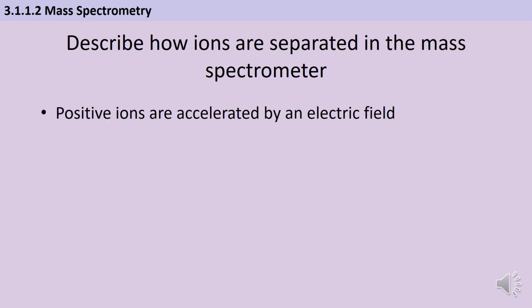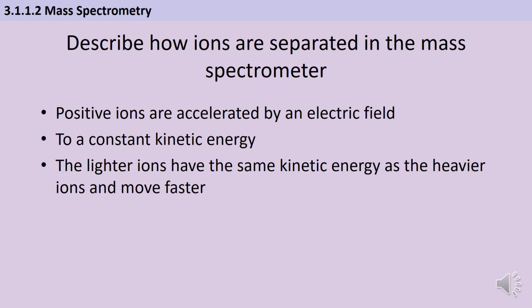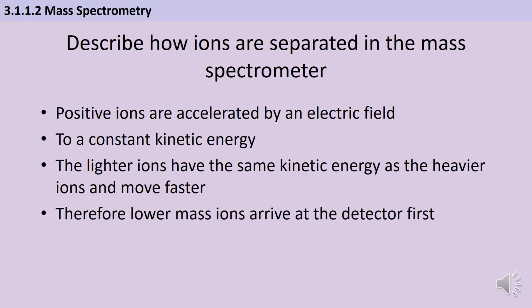Firstly, the positive ions are accelerated by an electric field, and they're accelerated until they have constant kinetic energy. Because they have constant kinetic energy, the lighter ions are going to have the same amount of energy, and therefore they're going to have a higher velocity, and therefore they're going to arrive at the detector first.